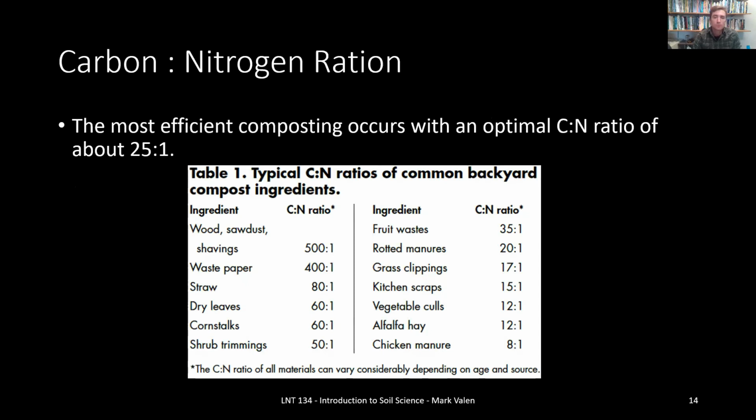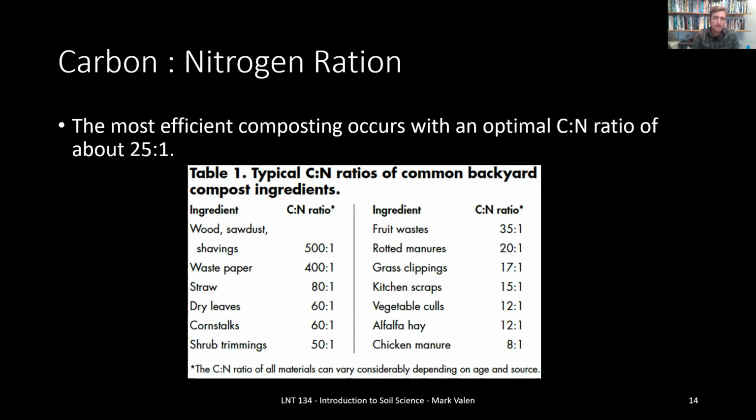So let's look a little bit more closely at the carbon to nitrogen ratio. Ideally, the most efficient composting happens with a carbon to nitrogen ratio of 25:1. What that means is you have 25 times as much carbon as you do nitrogen, and that's on an atomic level. The trouble with this ratio is it's difficult to calculate.